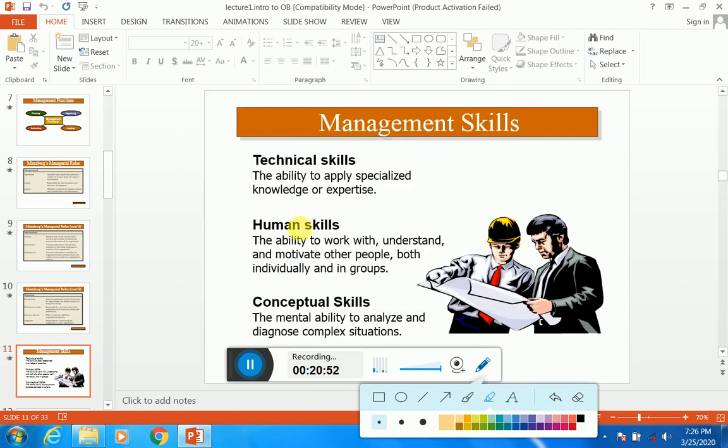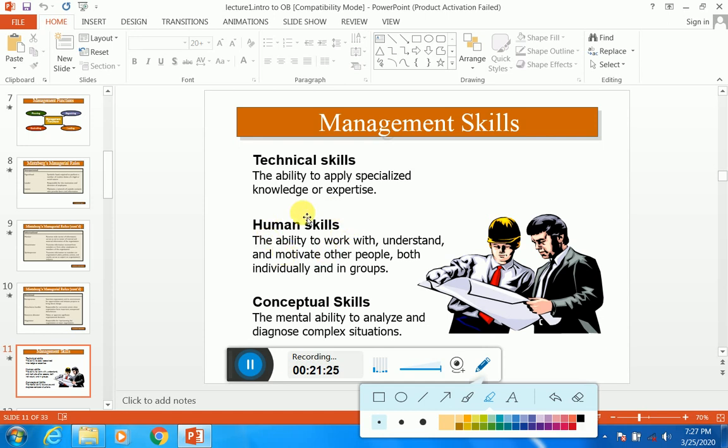After that we have human skill. Now what is human skill? The ability to work with, understand and motivate other people both individually and in groups. In very simple words, human skills simply means interpersonal skills, communication skills. With the help of them managers can make interaction loops with the people. They can better communicate their messages with the people and they can coordinate the people with proper communication. Such skill is known as your human skill.